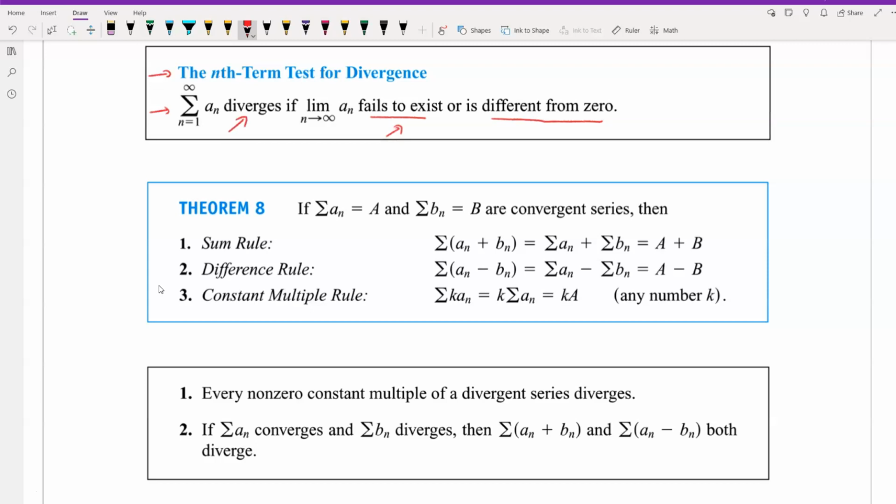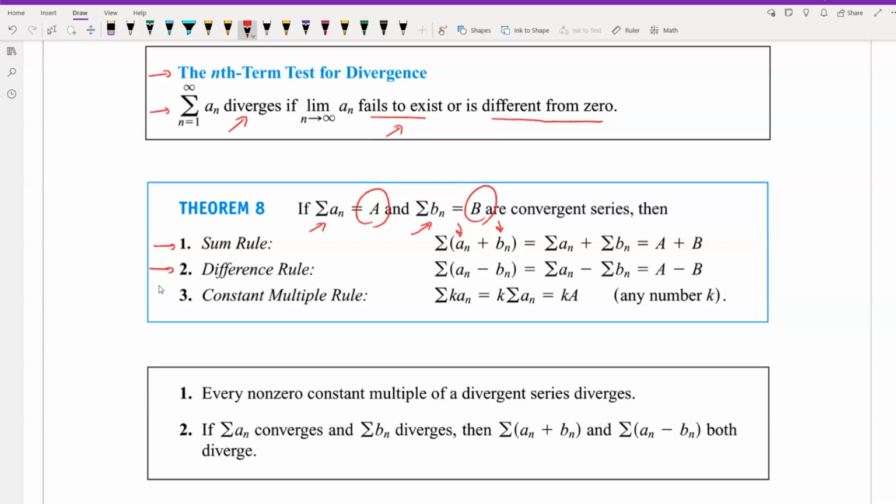Theorem 8: if the sum of a sub n equals A and the sum of b sub n equals B are convergent series, then number 1, the sum rule: the sum of a sub n plus b sub n is equal to the sum of a sub n plus the sum of b sub n, and given what we have, A and B, that is equal to A plus B.